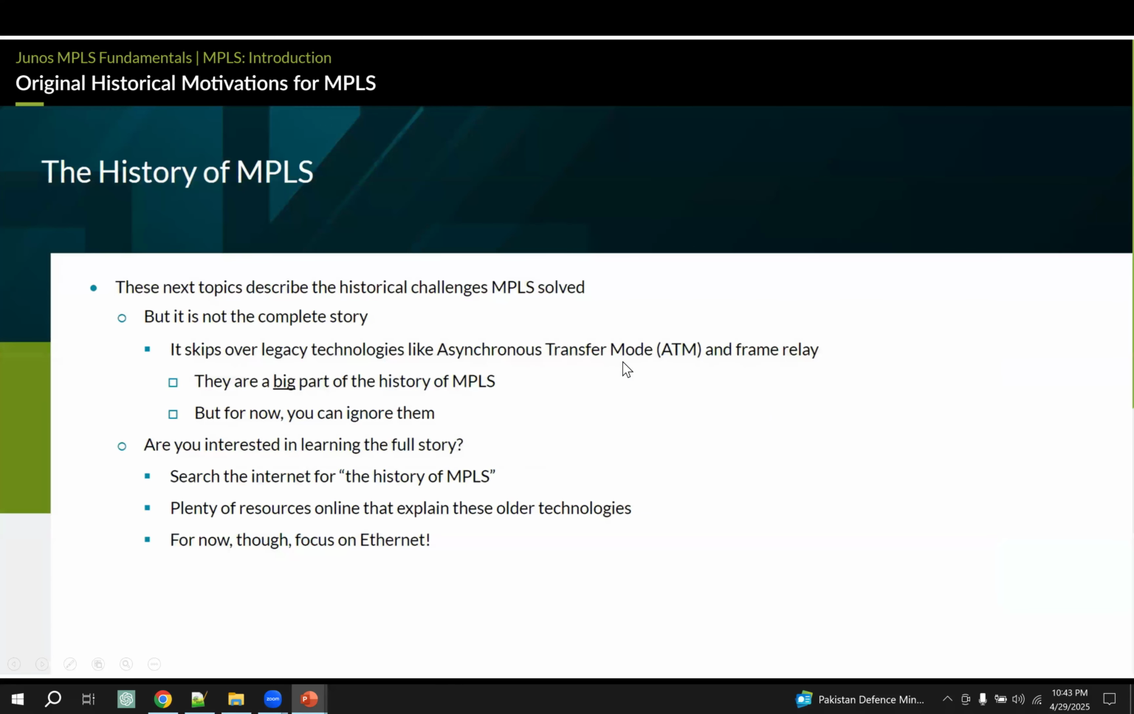Some key terminology. The history of MPLS. This next topic describes the historical challenge MPLS solved, but it is not the complete story. It skips our legacy technology like Asynchronous Transfer Mode and Frame Relay. This technology was very popular before MPLS.